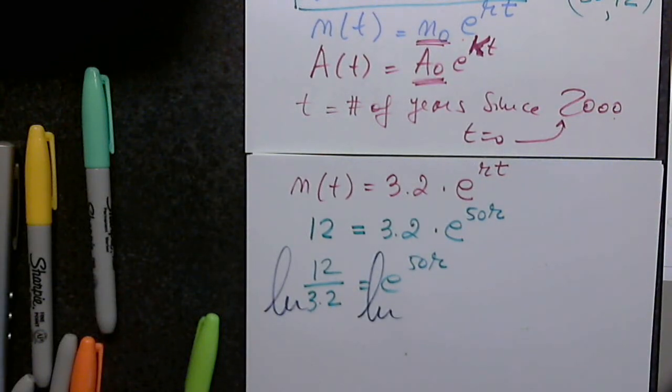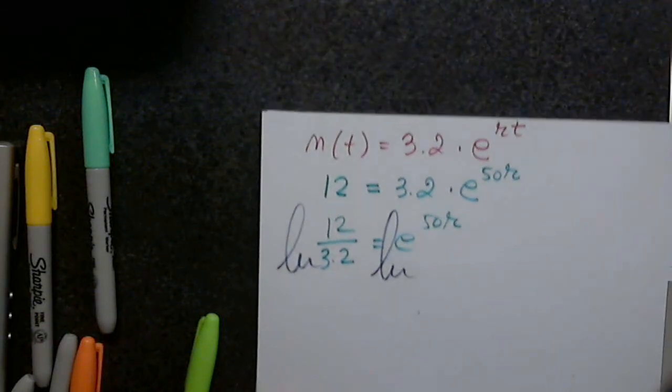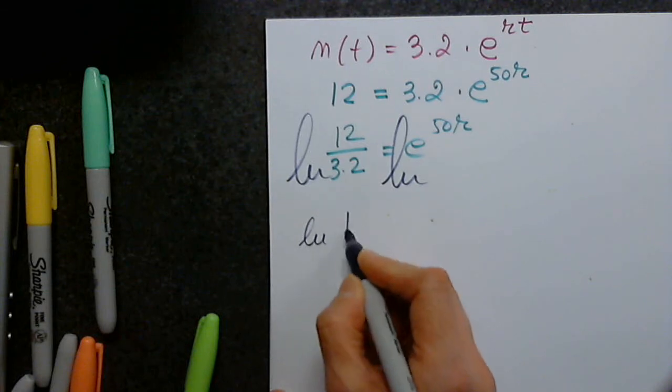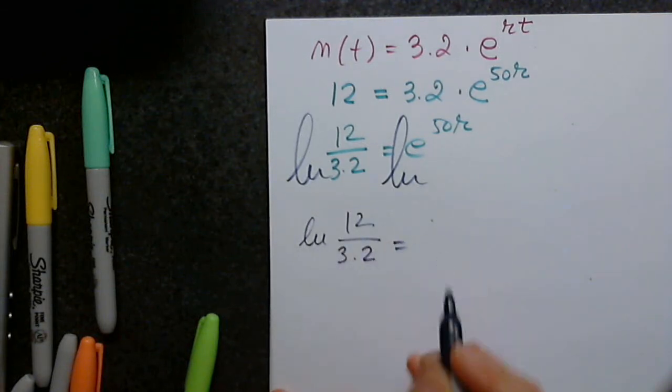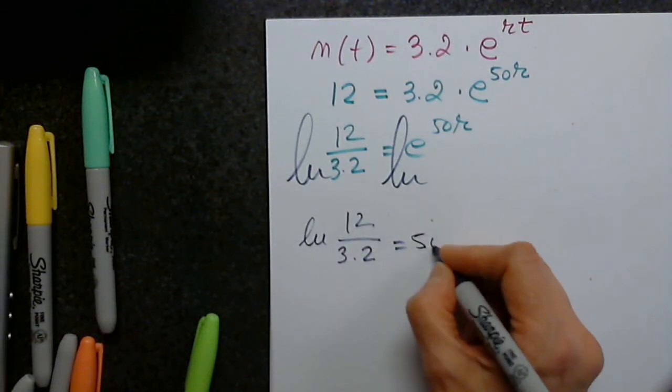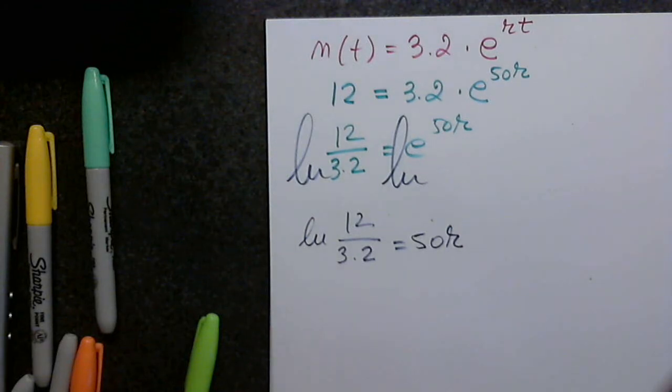So two numbers are equal. Their natural logs will be equal. Very good. Awesome. The left-hand side is natural log of 12 over 3.2. The right-hand side is 50r times natural log e. But how much is natural log e? One. Let me show why.